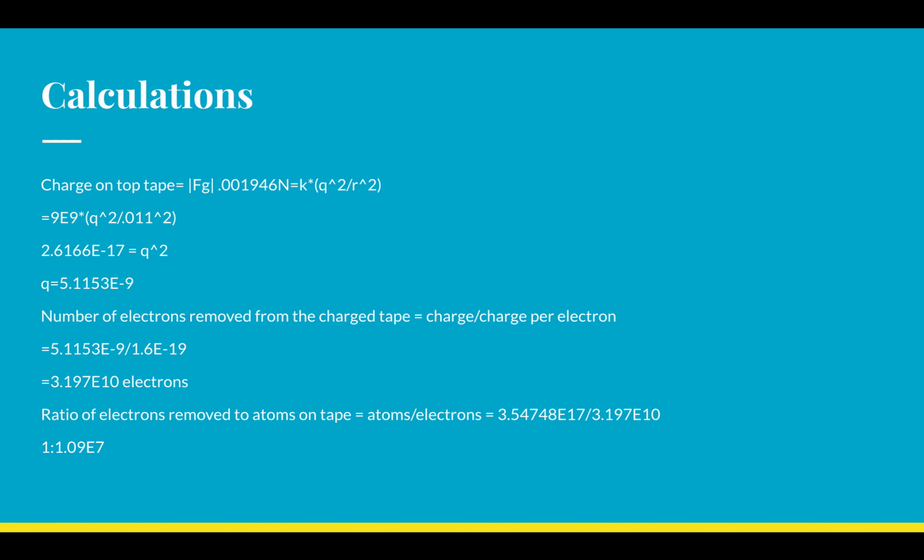Finally, to calculate the charge on the top tape, we set it equal to the force of gravity, because since there was no change in momentum between the two tapes, we knew that the force of gravity was equal and opposite to the electromagnetic force on the tape. After doing the math we see here in the first four lines, we get Q equal to 5.1153e-9. Then we did some further calculations to see how many electrons were removed from the charged tape, as well as the ratio of electrons to atoms, which is about 1 electron for every 1.09e7 atoms. So the vast majority of atoms did not lose an electron.